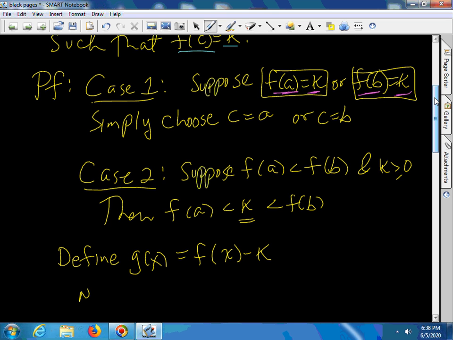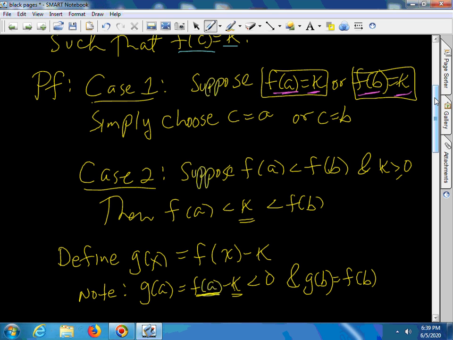Now note the following. Note, g of a, which is equal to f of a minus k, is less than 0. Why? Because f of a is less than k. And then if you take away k, you're going to be negative. And g of b is equal to f of b minus k, which is more than k. It says so right here. F of b is more than k. So when you take away k, you'll have something left over. That is positive.